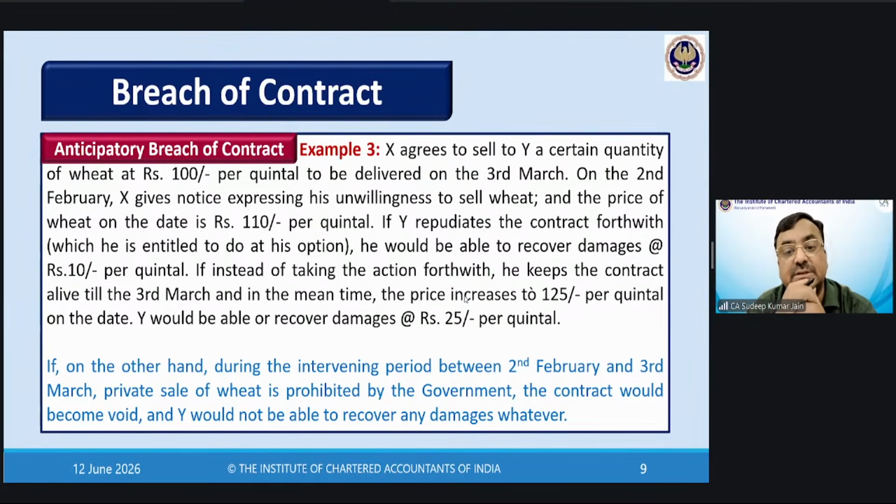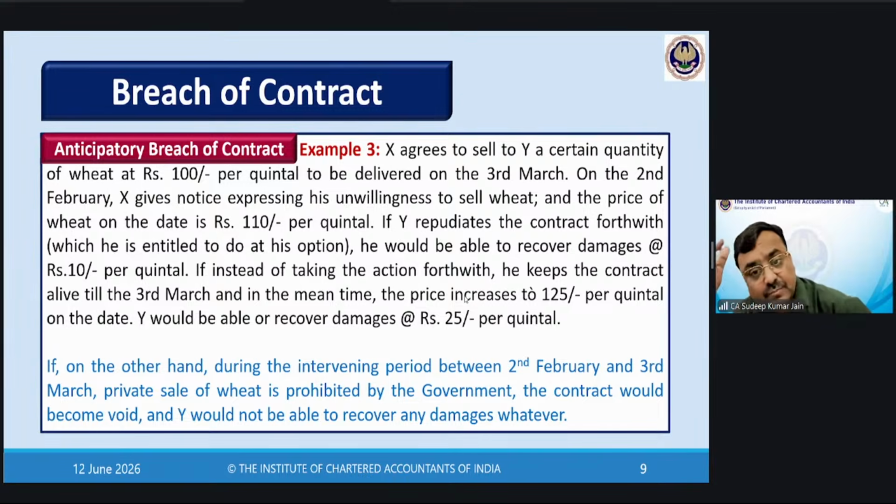Instead of taking the action forthwith, he keeps the contract alive till the 3rd March, and in the meantime, the price increases to 125 per quintal on that date. Y would be able to recover damages at 25 per quintal.